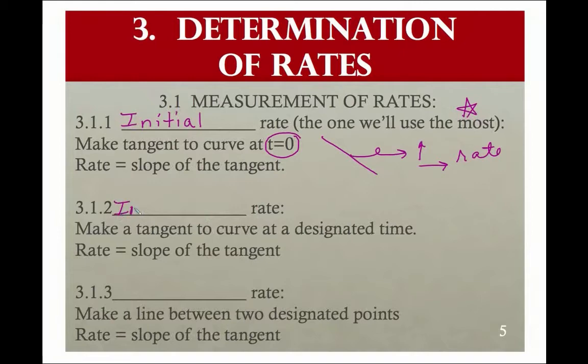Now, the other is an instantaneous rate. So we as a scientist would define the point in the reaction that was most convenient. Maybe it provided us with the most accurate and precise data by picking a particular instant in the process. And so that's going to be at a defined time.